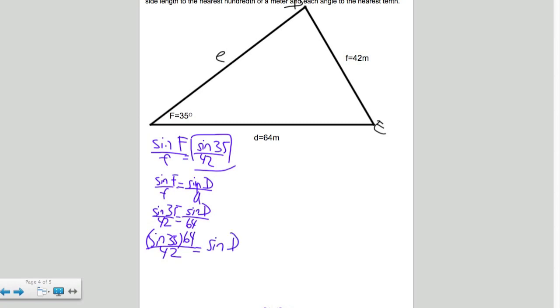So on the left-hand side, what do we get on your calculator, Elizabeth? 0.84? 0.87? It's sine of D.